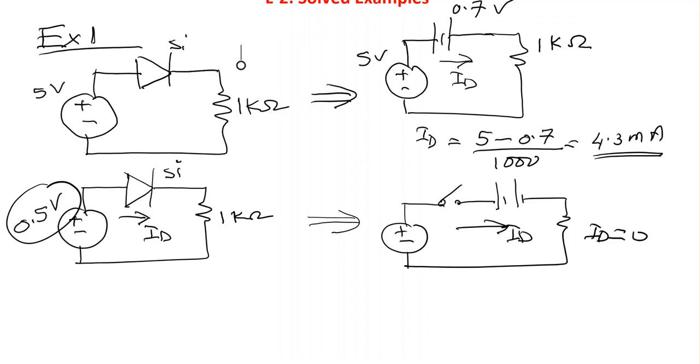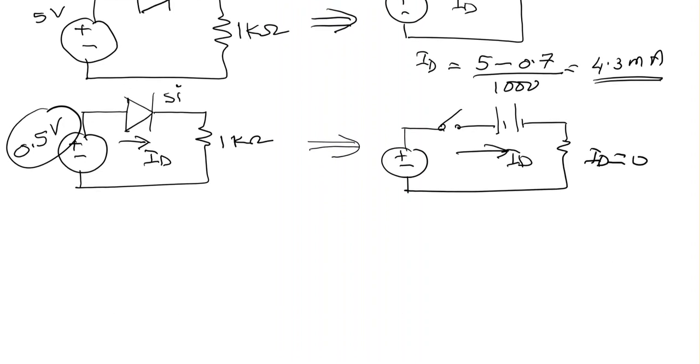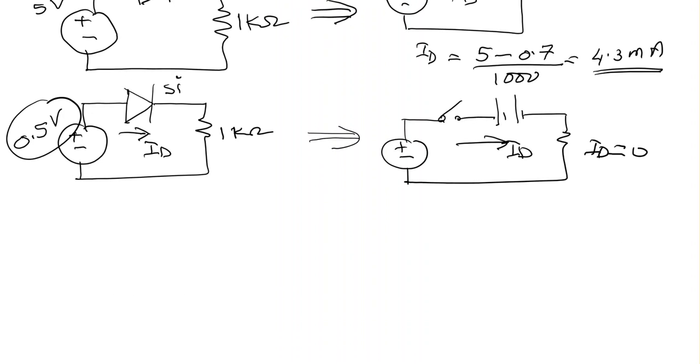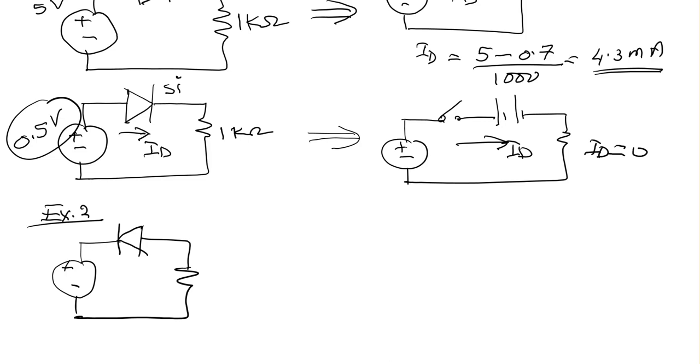Okay, now let's have one more case where the circuit looks like this. Now this is another example, example 2. Now this is the circuit. I have this voltage, the same as we have before, plus and minus. And here I have the diode connected this way.